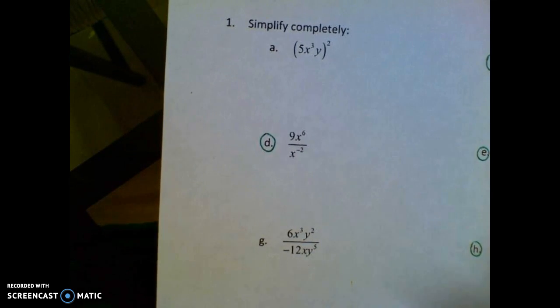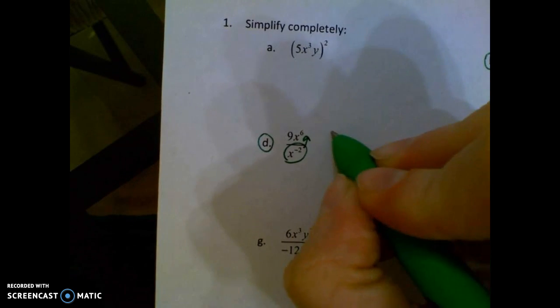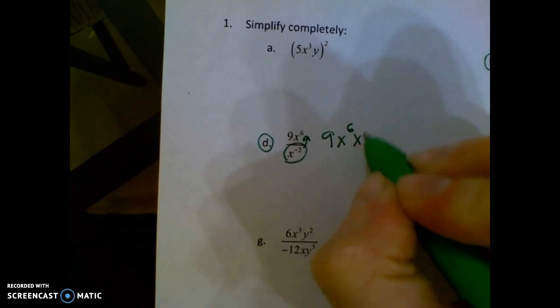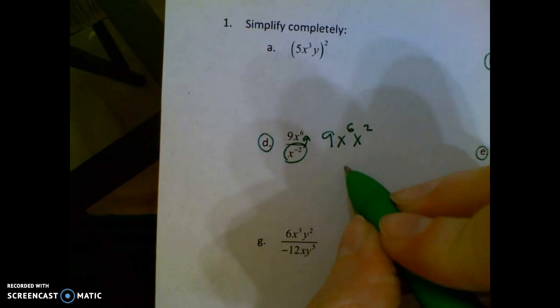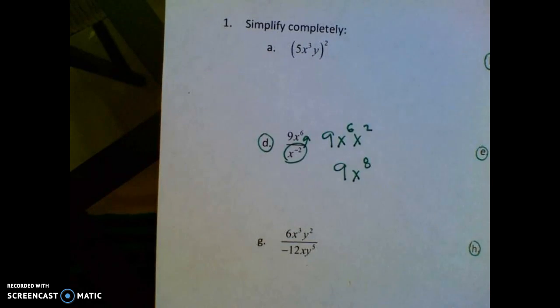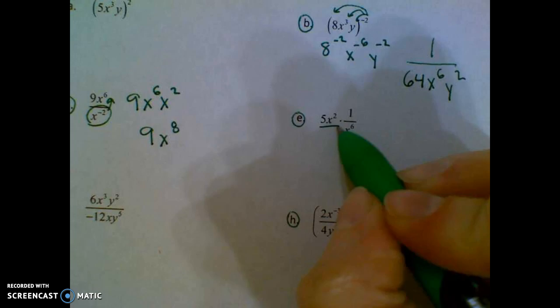Okay, letter D. Again, this guy is just unhappy where he's at. Move him upstairs. You're going to get 9x to the 6th and x to the 2nd. Those guys are multiplying, so just push them together. So 9x to the 8th. This one, multiply straight across.